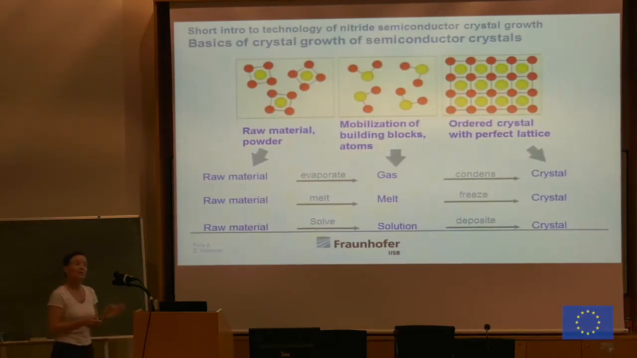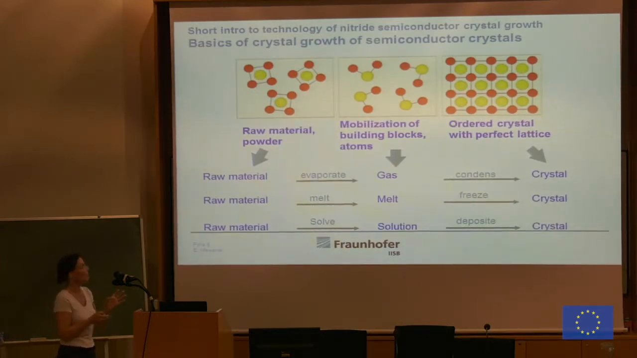So how do we do crystal growth? You heard how one can do epitaxy, but actually it's the same in growing a volume crystal. So first of all, you have to find the right crystal growth technique, which is not easy in itself. In principle, you can divide it into 3 cases. You always have a raw material, you always have to mobilize some building blocks, and you have to order the crystal with a perfect lattice. So those are the 3 steps that you have to do.